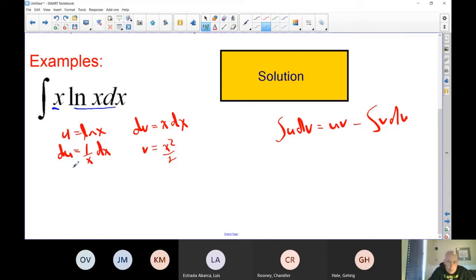Okay, so we're going to take this information. This is the integral of u dv. I've split it up down here into u and dv. And now I'm going to fill in the formula.